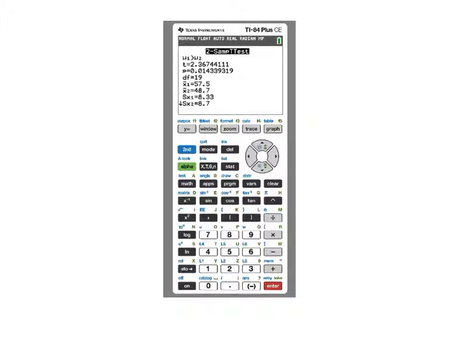These are the numbers we saw previously. T was 2.367 and P was 0.014. Please notice something very important. Do you see that degrees of freedom on the screen right here shows to be 19?